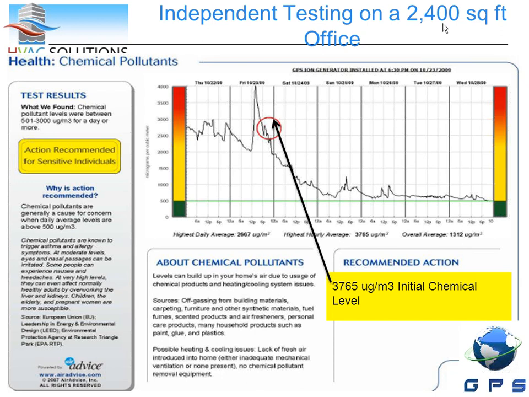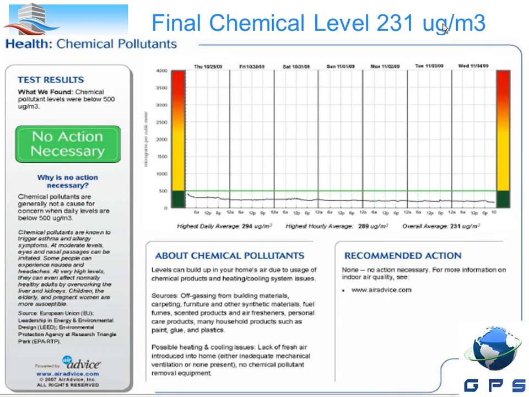This is an air advice test on a small office building. You can see that VOCs are kind of high, going off the charts. The red circle is where a GPS unit was installed. It almost immediately starts bringing down the VOC level. Then a week later, it's well below any kind of actionable VOC level within a week. So no action necessary. Everything's fine in that building.